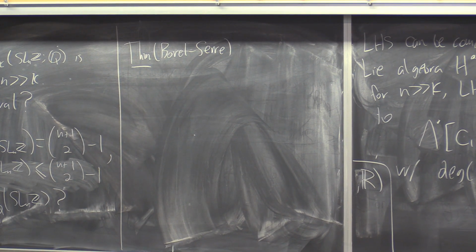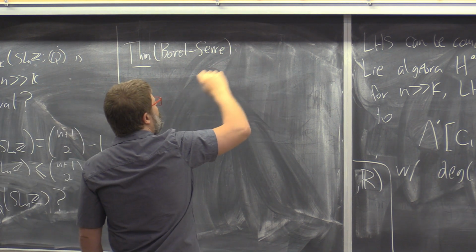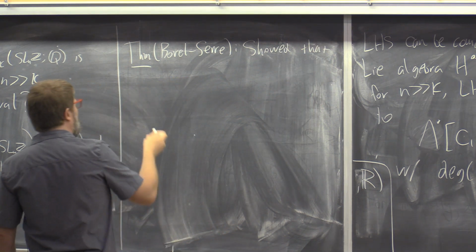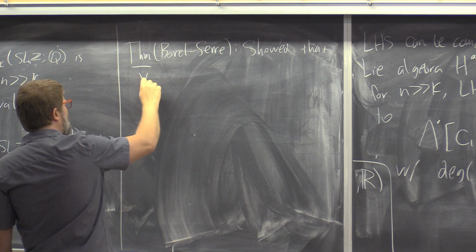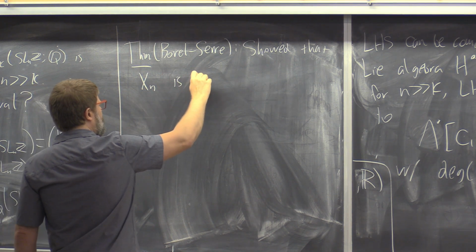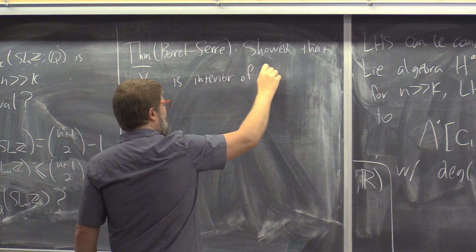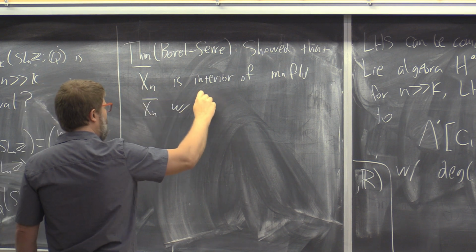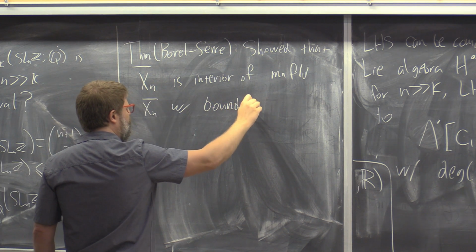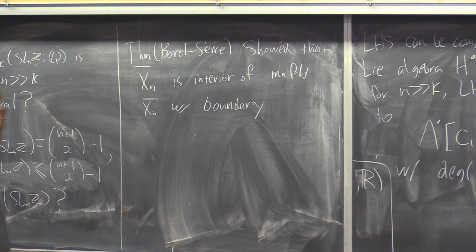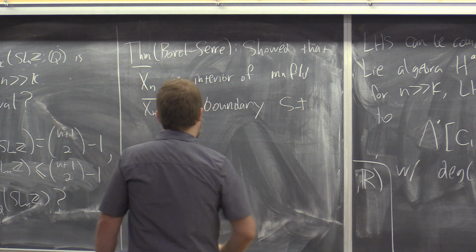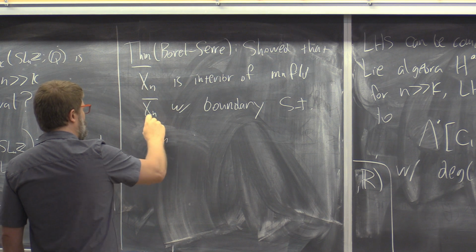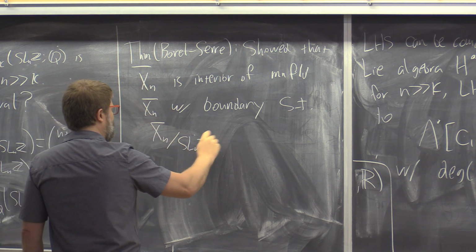It says that, so they showed that this space right here, where X sub n is the interior, has corners if you want to have the smooth structure, correct? So it's a manifold with corners, such that the quotient modulo SL_n(Z) is compact.